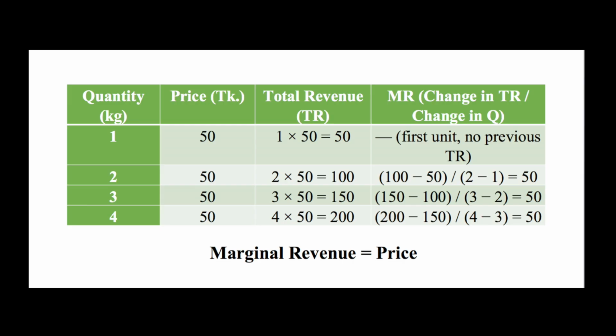Let's talk about the marginal revenue. It is the revenue a firm earns from selling one additional unit of output. So, we can say marginal revenue is equal to change in total revenue divided by change in quantity. Let's go back to our rice example. If a farmer sells 1 kg of rice at taka 50, total revenue will be 50 taka. If he sells 2 kg, total revenue will be 100 taka, and if he sells 3 kg, total revenue will be 150 taka. So, the extra revenue from each additional kg is always taka 50. That means MR is equal to price.